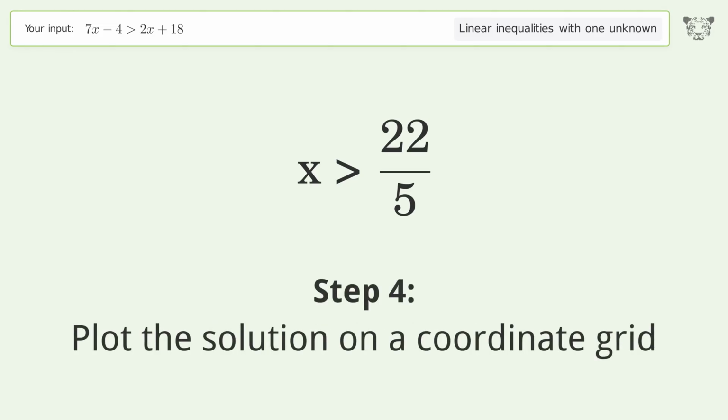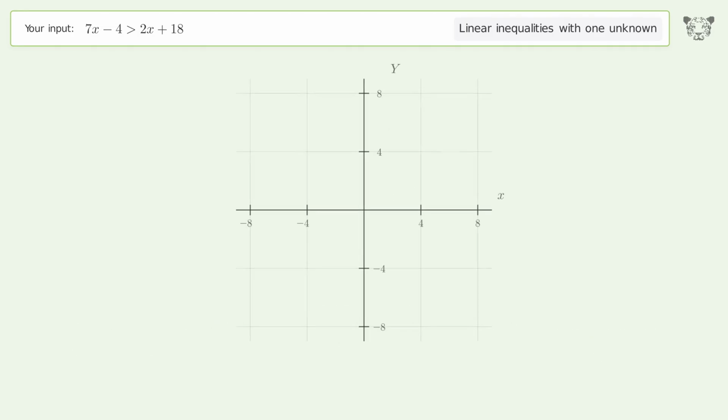Plot the solution on a coordinate grid. And so the final result is x greater than 22 over 5 greater than 42 over 5.